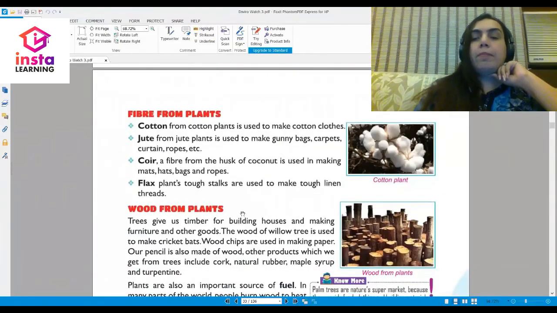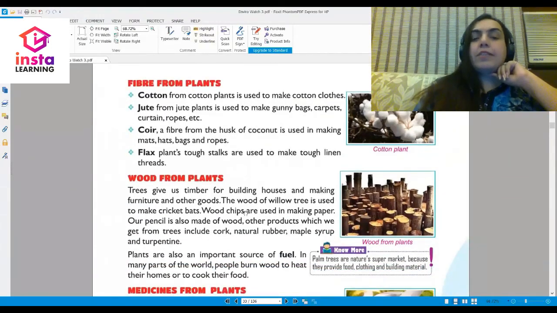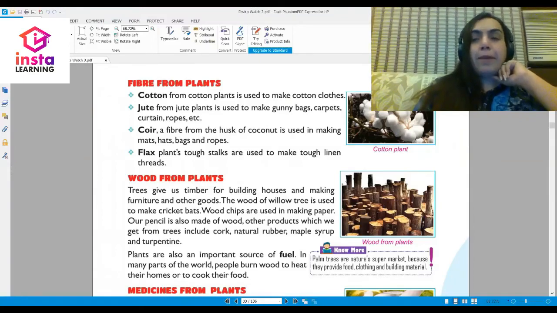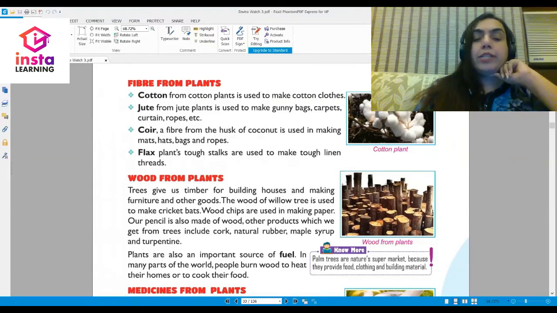Wood from plants. Trees give us timber for building houses and making furniture and other goods. The wood of a willow tree is used to make cricket bats. Wood chips are used in making paper. The pencil is also made of wood. Other products which we get from trees include cork, natural rubber, maple syrup, and turpentine.